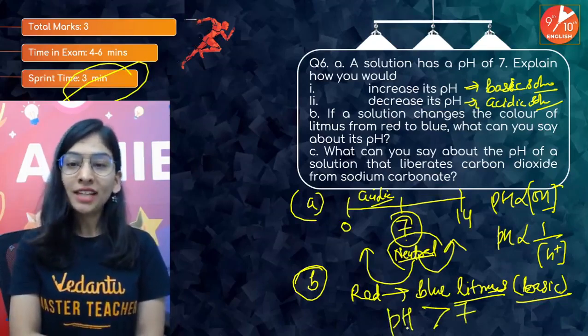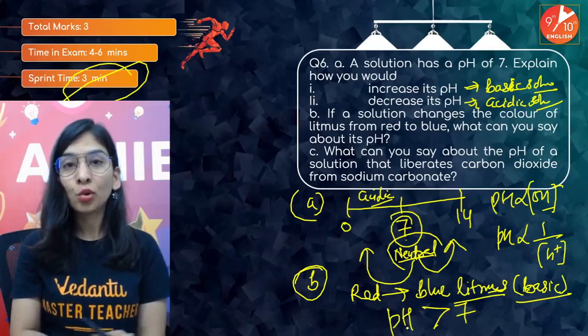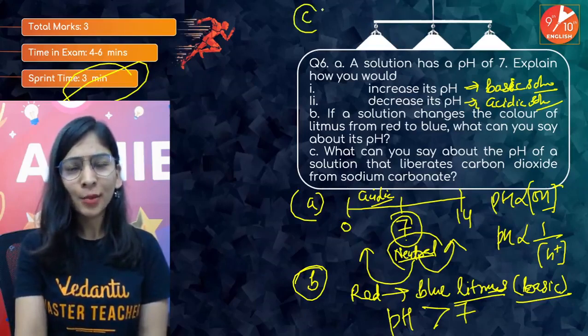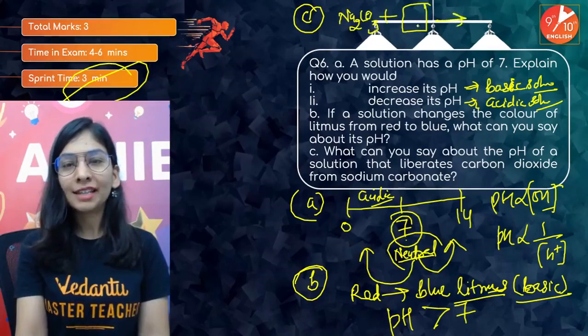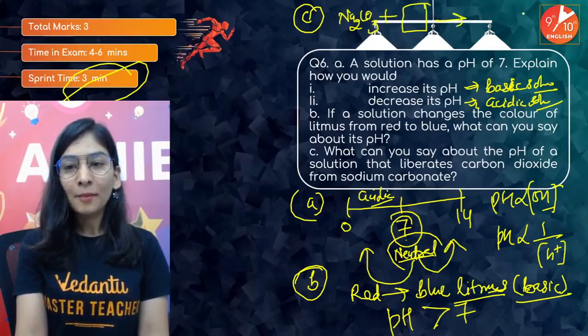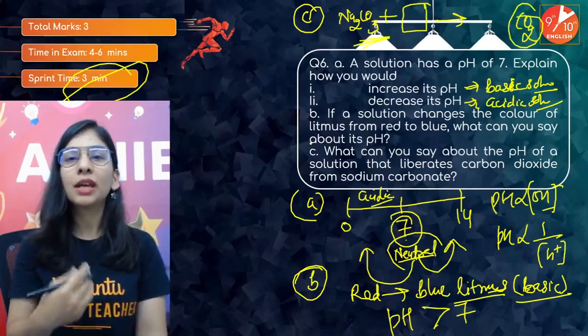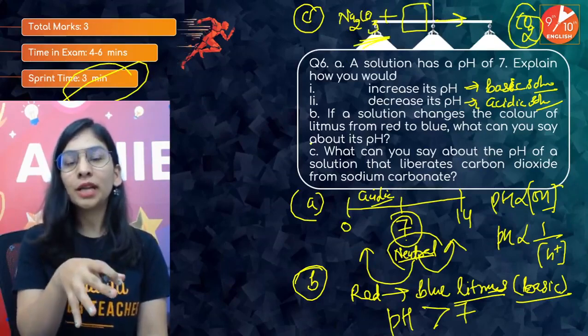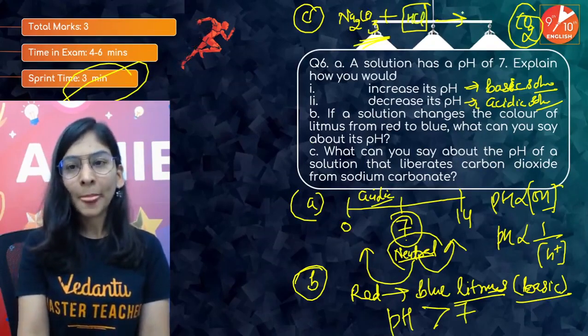C part. What can you say about the pH of a solution that liberates carbon dioxide from sodium carbonate? That's an interesting question, an indirect question, but very easy. They're telling we have sodium carbonate. What's the solution I'm going to add so that after adding, I'm getting my CO2 gas out of the same? And I always told you, carbonate will give CO2 gas whenever your carbonate or bicarbonate reacts with acid, right? Suppose I have taken HCl, I get my salt NaCl, I'll get my water along with my CO2 gas.